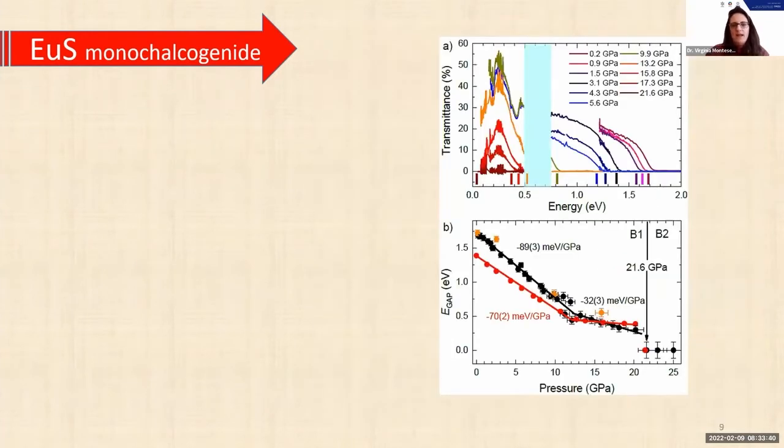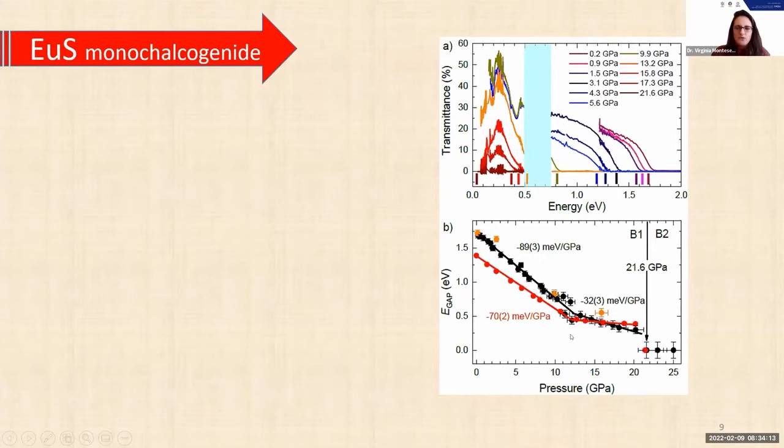However, we realized later by optical application the interesting electronic properties of europium sulfide. In figure B, you see the pressure evolution of the energy band gap, and around 14 gigapascal there is a trend change, and around 21 gigapascal there is a complete metallization. This metallization is concomitant with the structural phase transition.